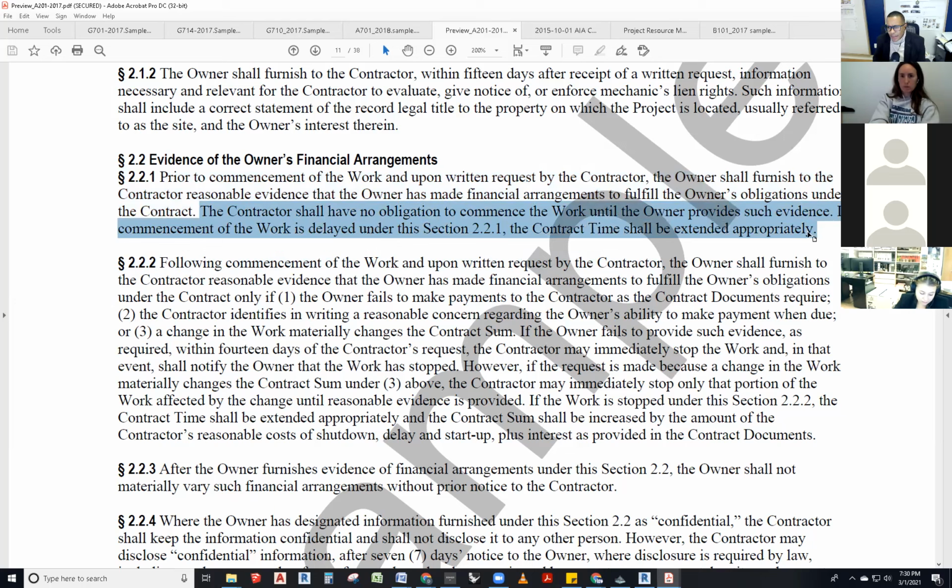That's a question I even ask my owners too as an architect. Can you actually pay me? Right? That's a very good question. The contractor shall have no obligation to commence the work until the owner provides such evidence. You don't show me that you can pay me, I won't start. I won't start. Why? I'll tell you.